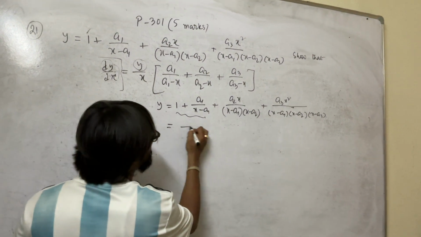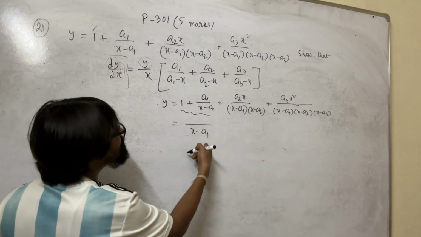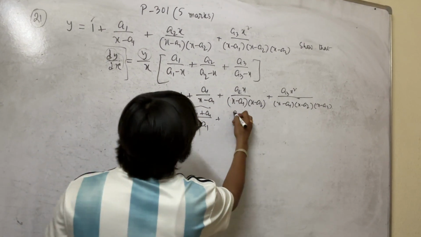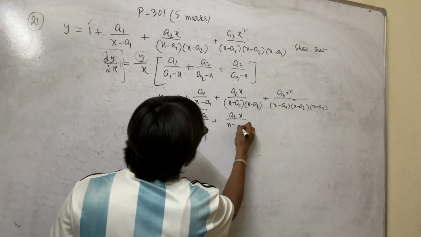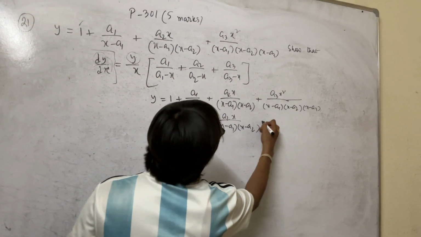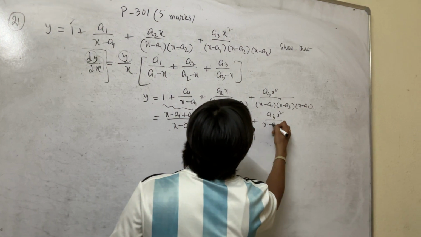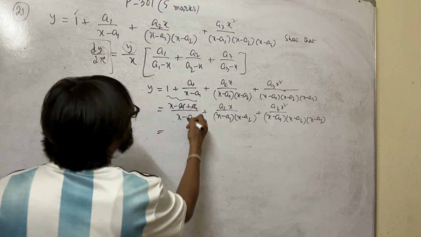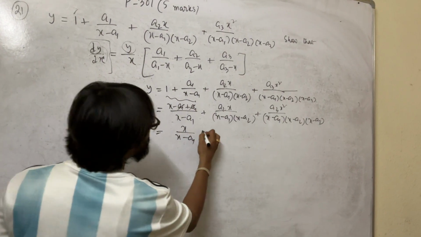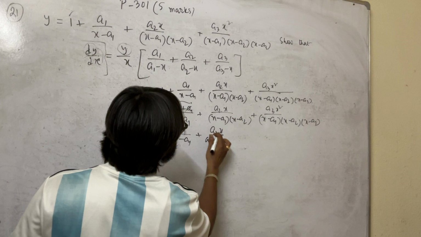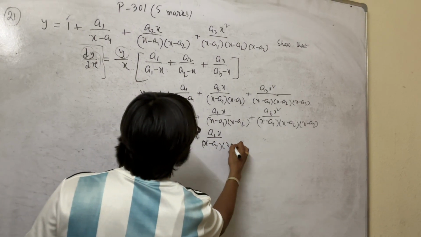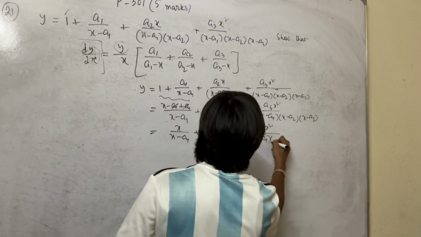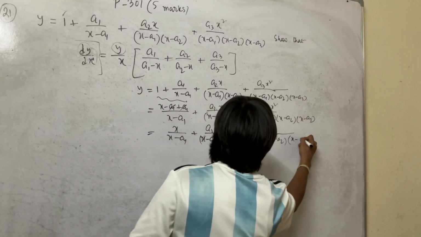So I am taking these two expressions and doing the LCM. The LCM is x minus a1, and you can see that this becomes (x minus a1 plus a1) plus a2x, (x minus a1), (x minus a2) plus a3x squared, (x minus a1), (x minus a2) and (x minus a3). Now look at this, it is cancelled. So x by x minus a1 plus a2x by (x minus a1) into (x minus a2) plus a3x squared by (x minus a1) into (x minus a2) into (x minus a3).